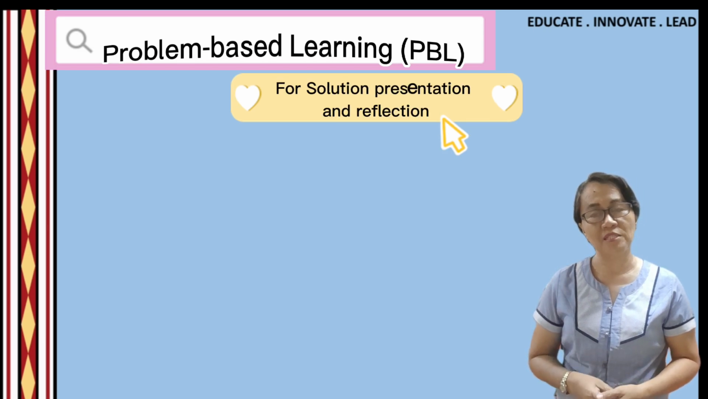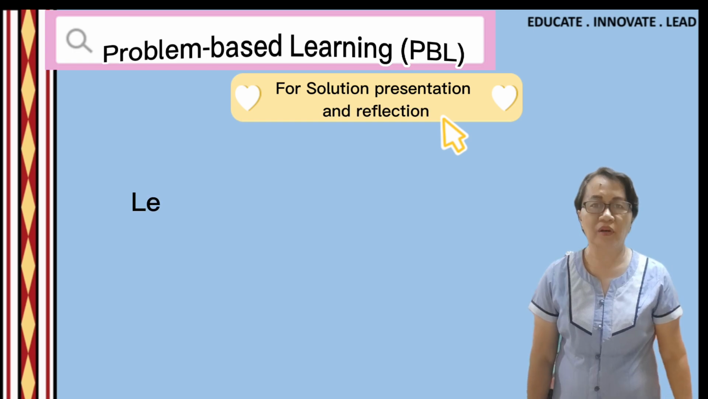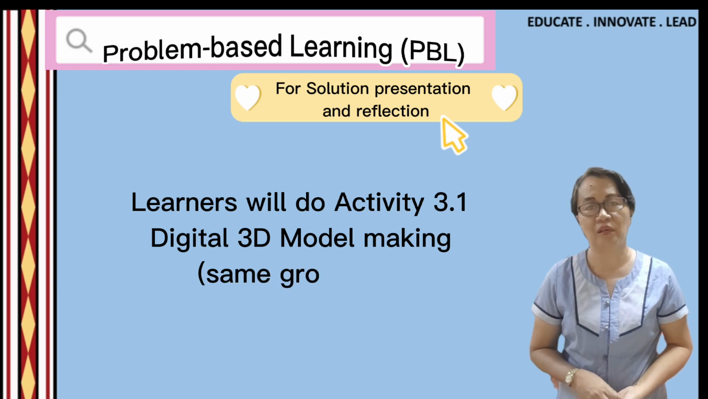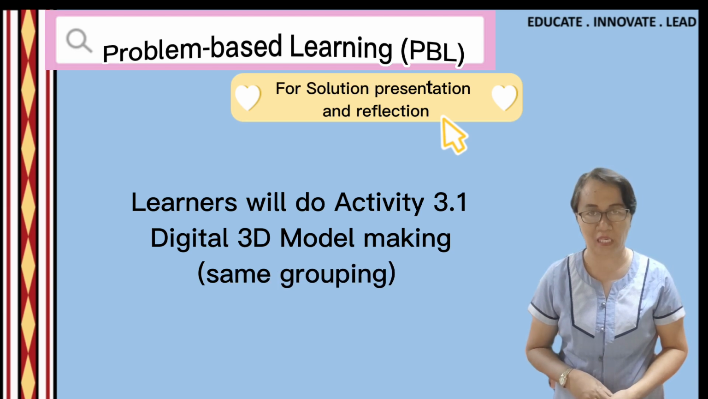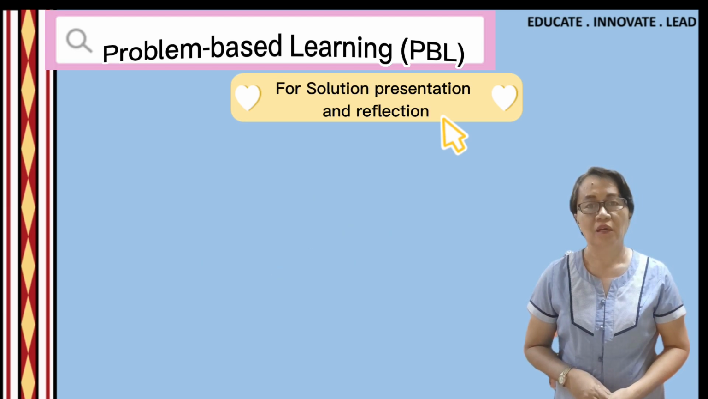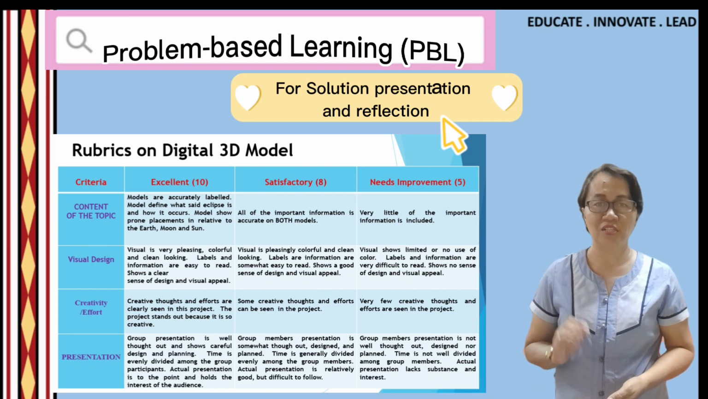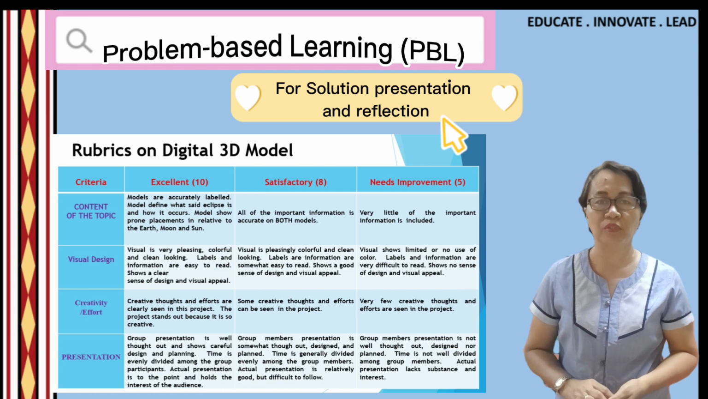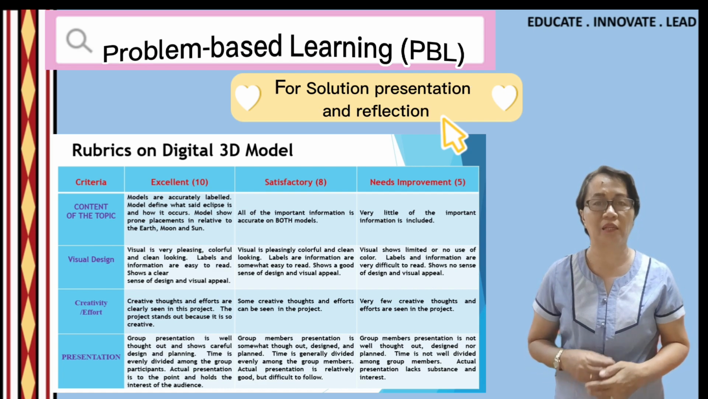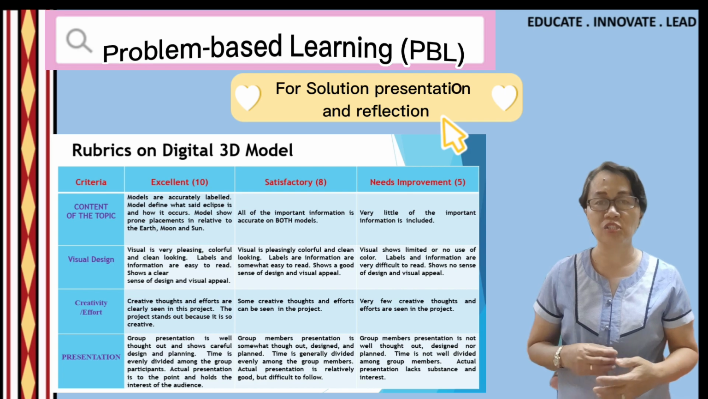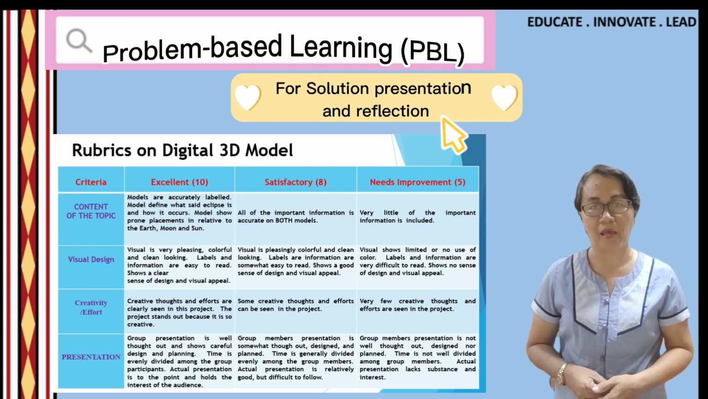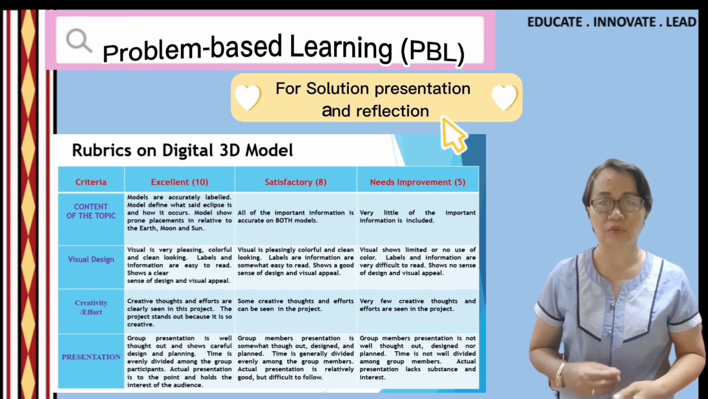For the solution presentation and reflection, the learners will do Activity 3.1. This has to do with three-dimensional model making. Using any available digital gadgets, the learners will make a three-dimensional model of solar and lunar eclipses to give them an actual explanation based on facts to the given problem in Activity 1 on what causes eclipses to occur.